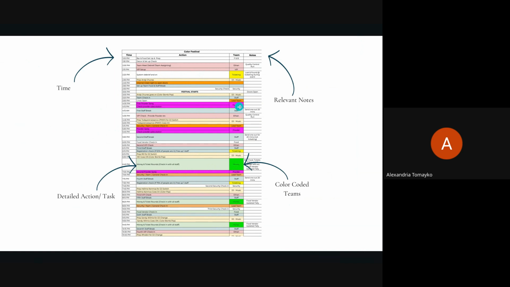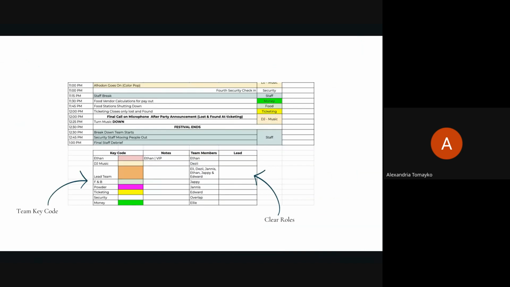If I'm a powder person, I have 1, 2, 3 things that I care about, right? So instantly my eyes are drawn here, right? Second, powder spray. Great. That's all I need to know. Okay. And then it goes on. So the other important thing is a key code, right? So here were the colors, right? Powder purple, ticketing, money green, the notes, and then the team members and clear roles.